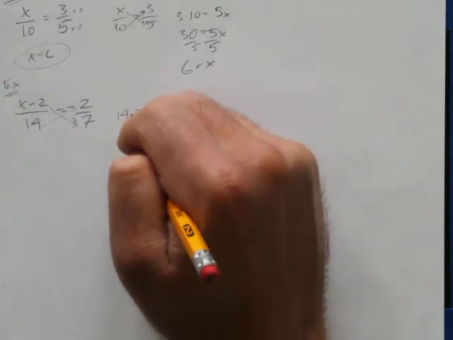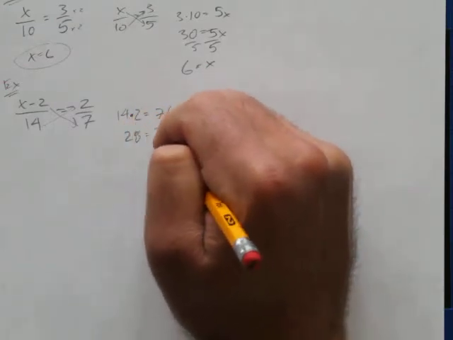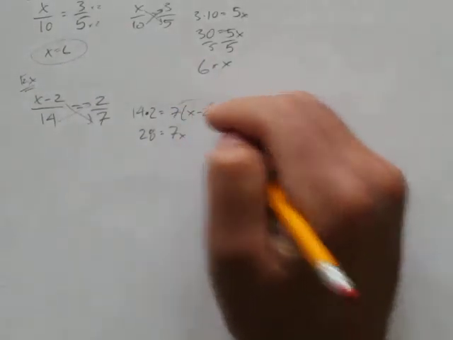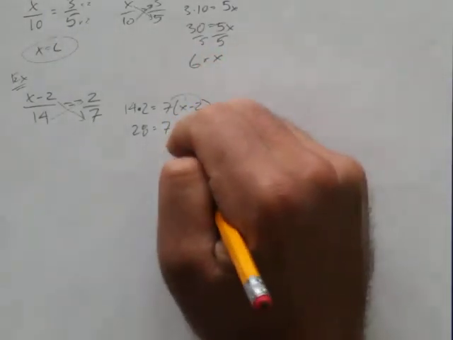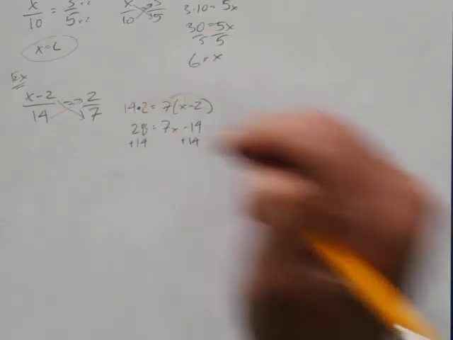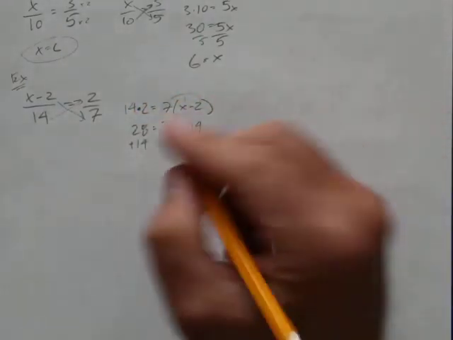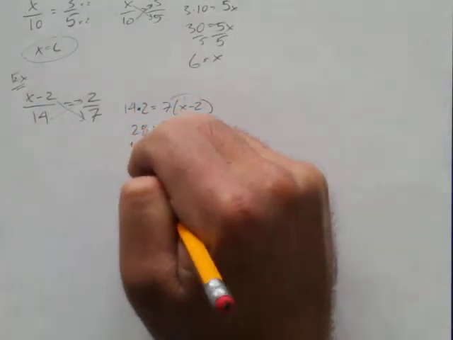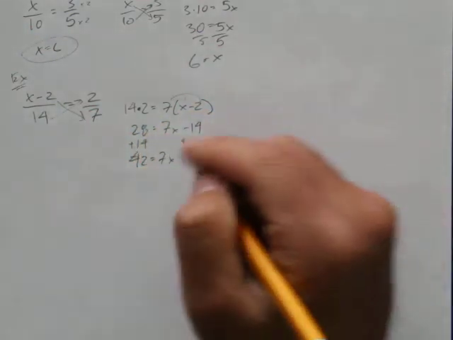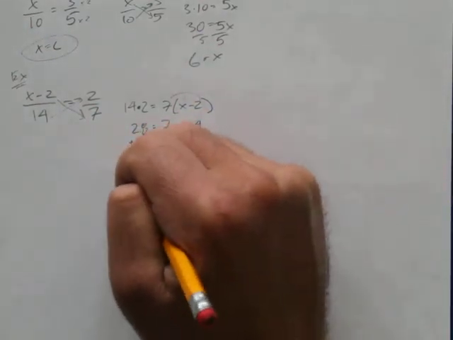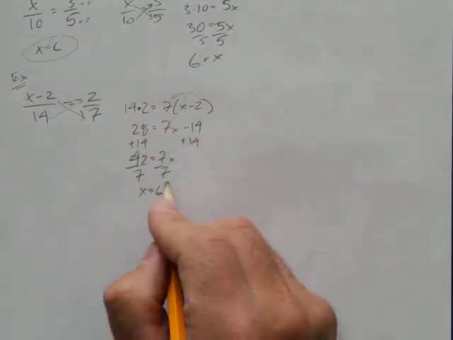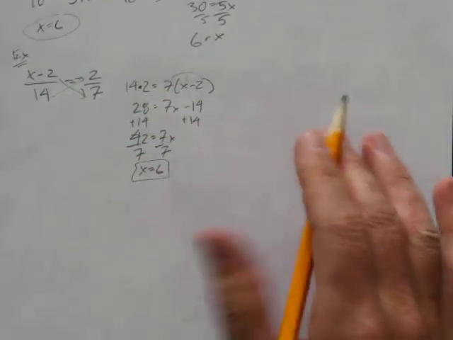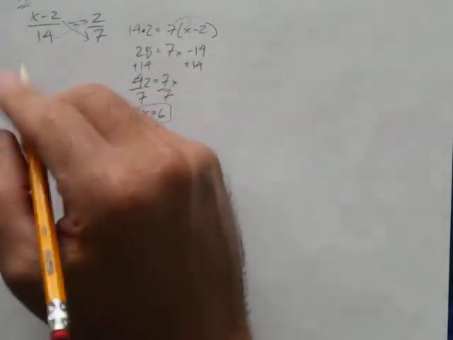14 times 2 is 28 equals 7 times x, which is 7x. And I've got to distribute that to the negative 2 as well, so negative 14. Add 14 to both sides. And I get 42 on this side equals 7x. Divide by 7. And then I get x equals 6 again. X equals 6 again, two answers in a row. All right, you try this one.